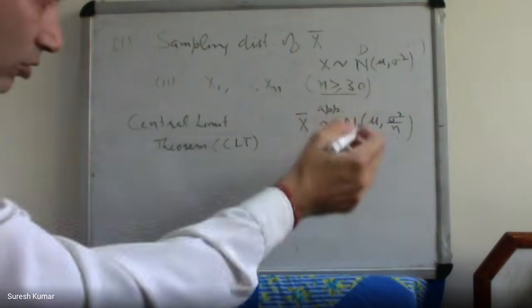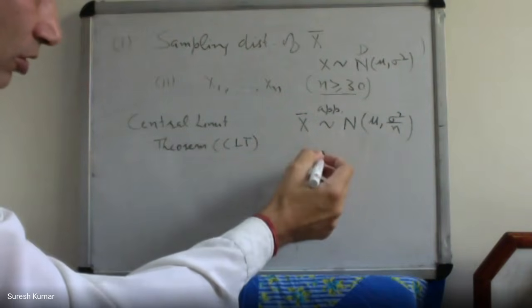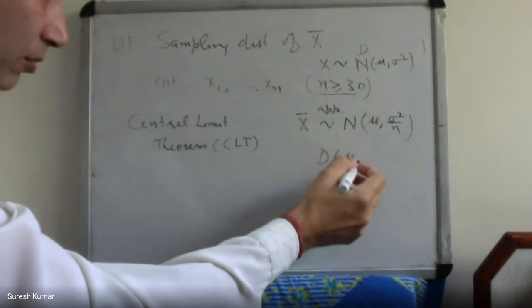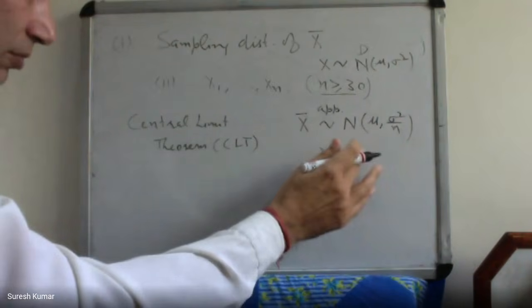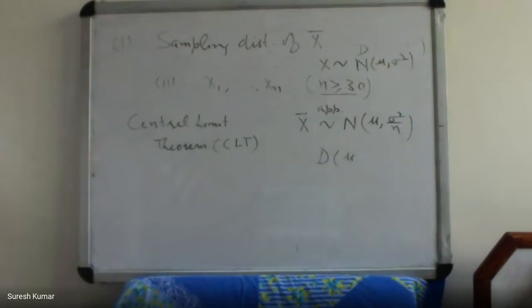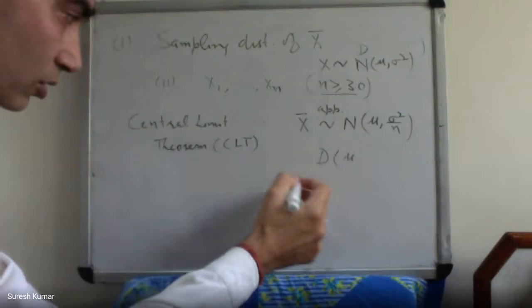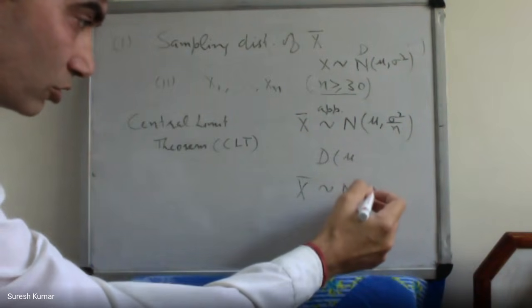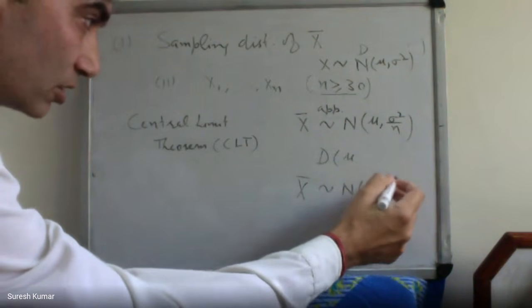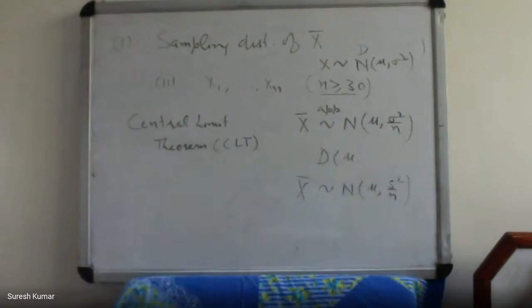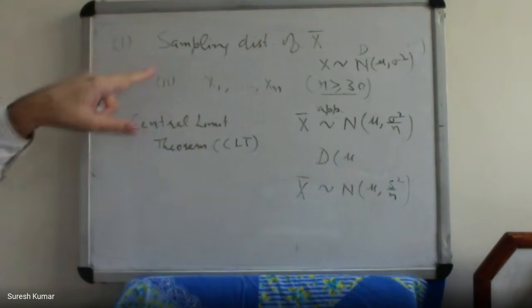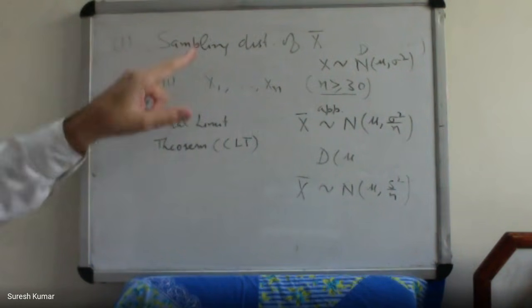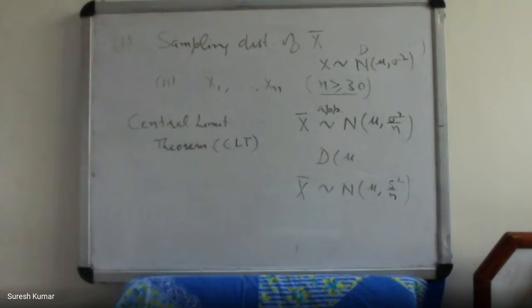One more thing you should note down. If the population distribution has some unknown variance, suppose the variance is not given to you for the population, then also you can write this result that x bar approximately follows a normal distribution with mean mu and variance s square over n. This time, in place of sigma square you can use the sample variance. All right, so we have done the sampling distribution of x bar in case of a non-normal population.